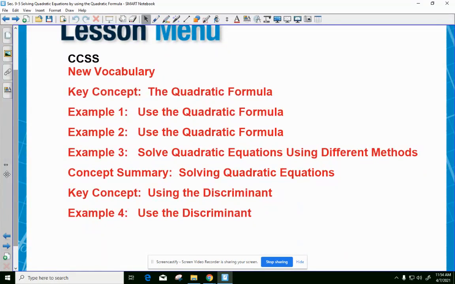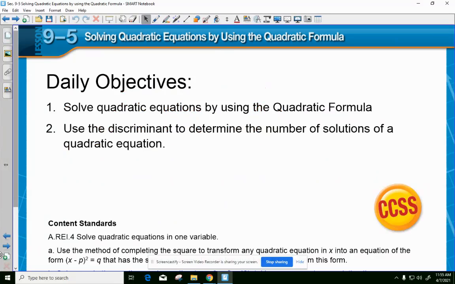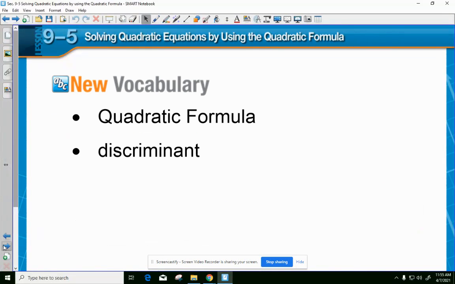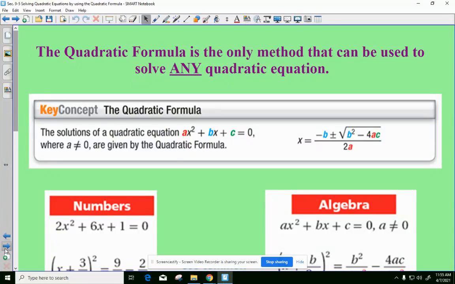Really we're looking at 2 things. There's a couple different examples here, but ultimately it breaks down to 2. Can I use the quadratic formula? And then can I get into this idea of the discriminant? We'll talk about what that is. It's a part of the quadratic formula. So those are our goals: solve and then use the discriminant. We're going to start with the quadratic formula.